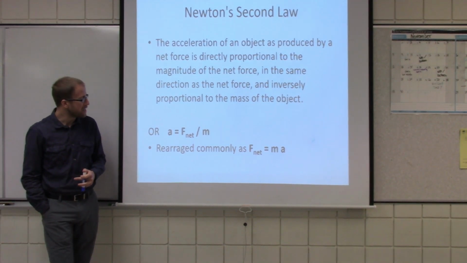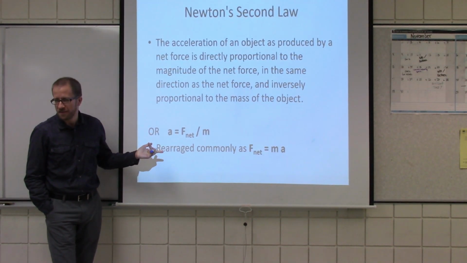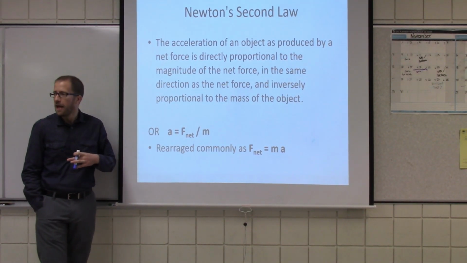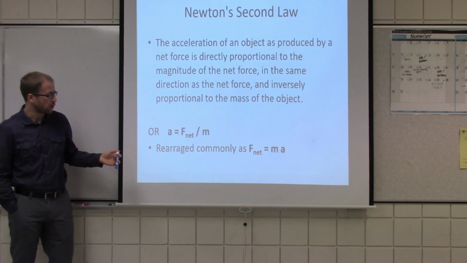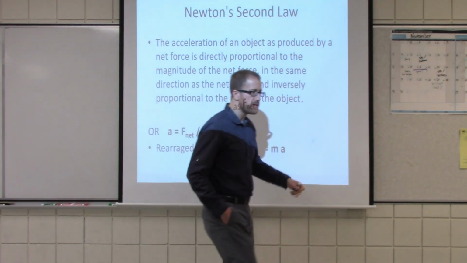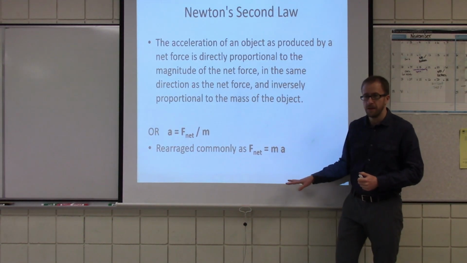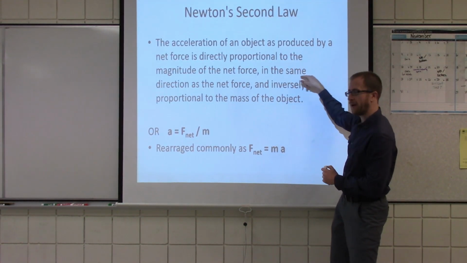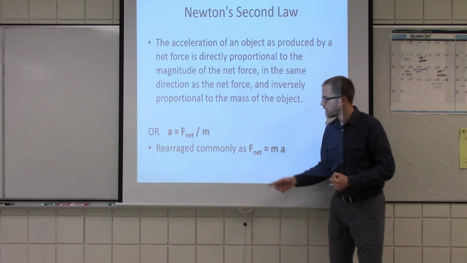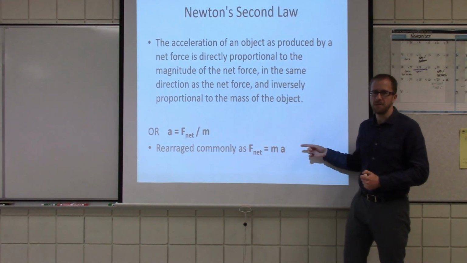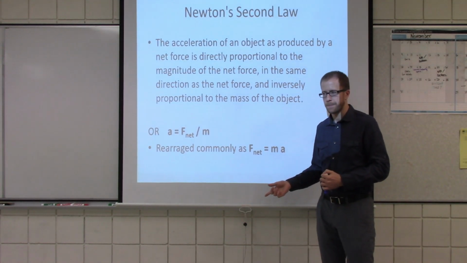More commonly, we write it like this. Acceleration is equal to the net force over mass, and often we rearrange this equation to be this. And this is how you are going to see Newton's second law from now on. Right? We just took this paragraph and we turned it into an equation. So our net force is equal to mass times acceleration. Okay?